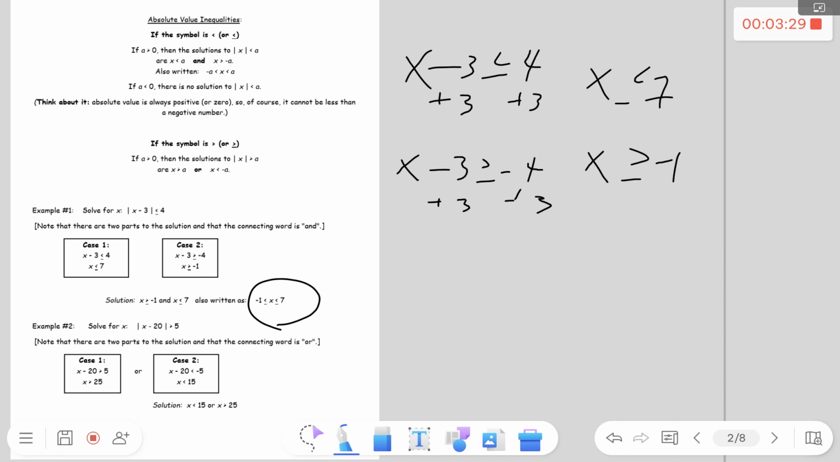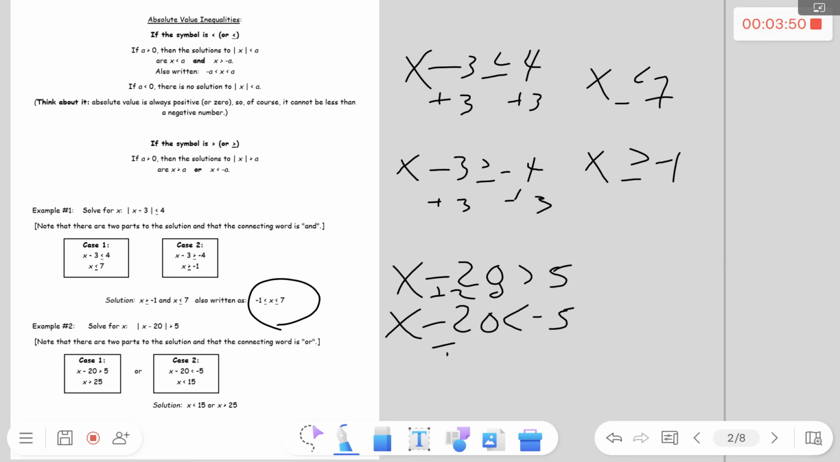For example, number 2, you have the absolute value of x minus 20 is greater than 5. So in this case, you want to do x minus 20 is greater than 5, and x minus 20 is less than -5. You need to solve both of those simultaneously. Solving them simultaneously, you're going to add 20 to both sides.